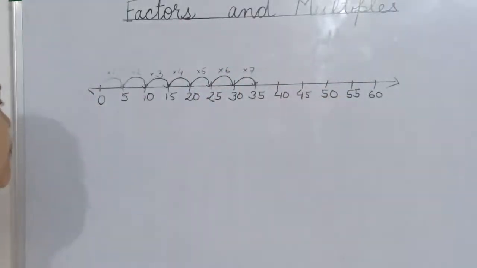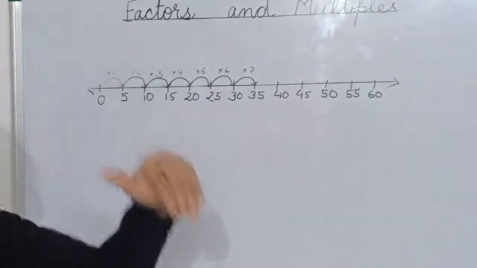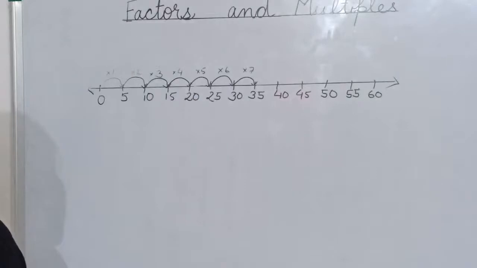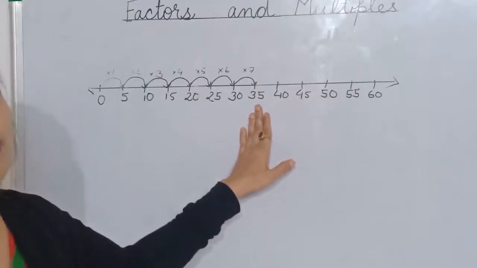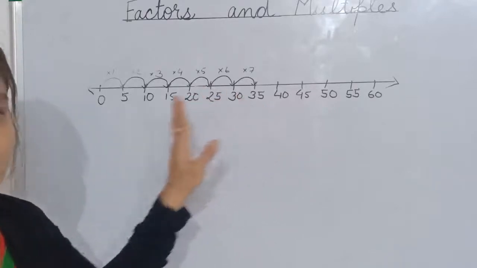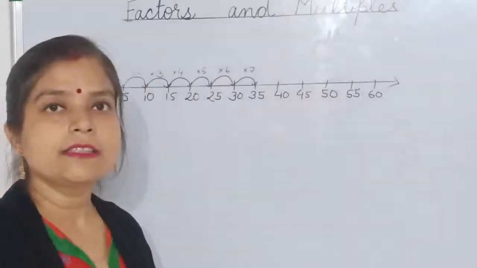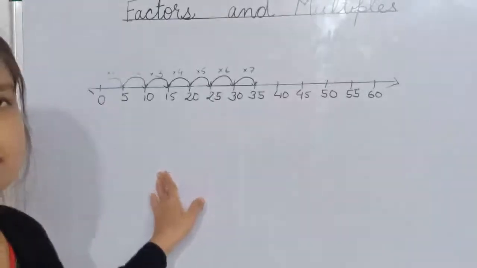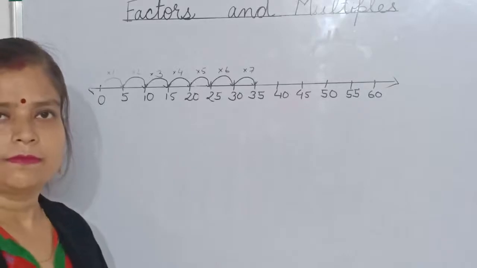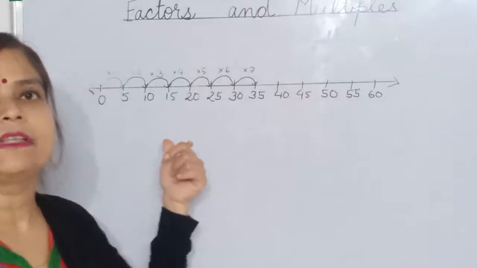Okay. So all the numbers in the number line when we are jumping by 5 are known as the multiples of 5. These all numbers are known as multiples of 5. Clear to you all? These are the multiples of 5. That means all the numbers we can divide by 5, leaving 0 remainder. Okay. Means these numbers are completely divisible by 5.